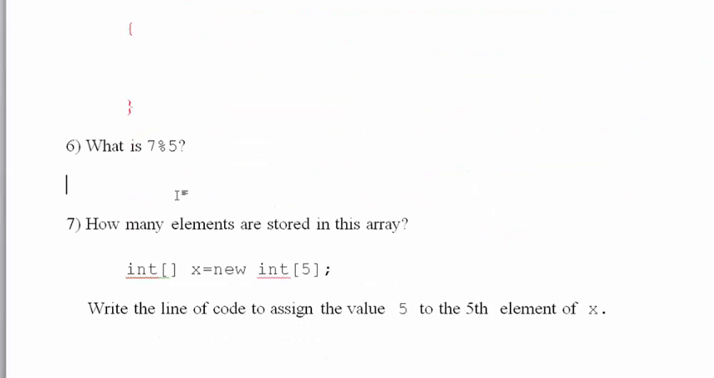What is 7 % 5 or 7 mod 5? Well, remember, you divide the first number by the second number, and the answer, instead of being the quotient, is the remainder. So when you divide 7 by 5, you get a remainder of 2. So that is what 7 % 5 is.